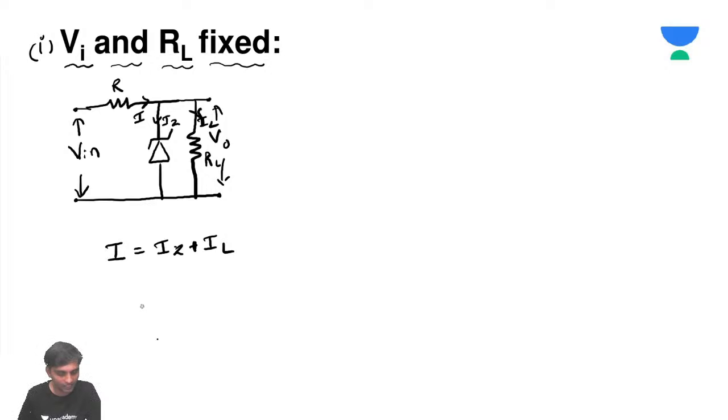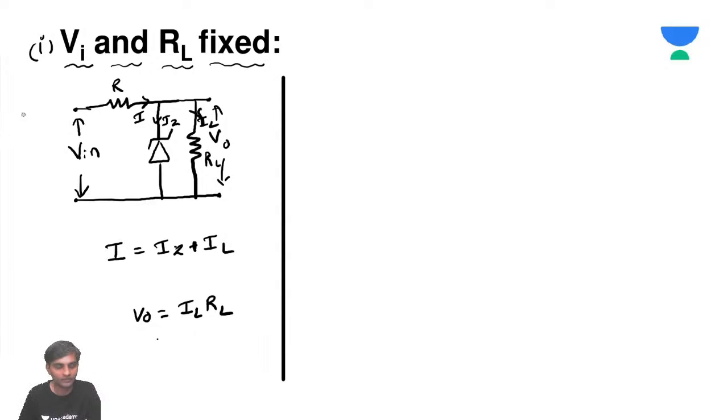So how will you calculate the value of V naught? V naught is going to be simply IL into RL. So let's say first case 1.